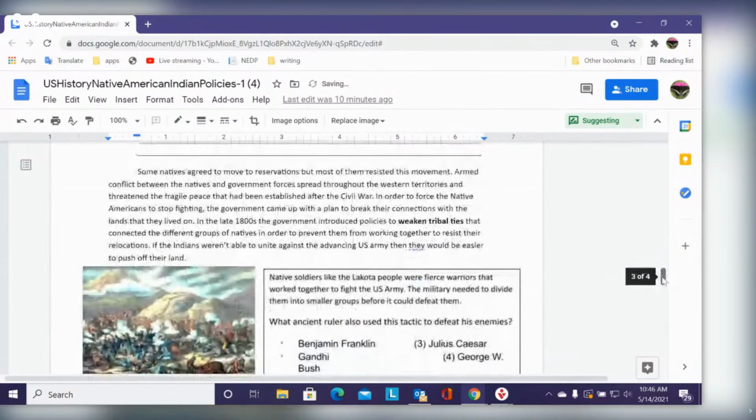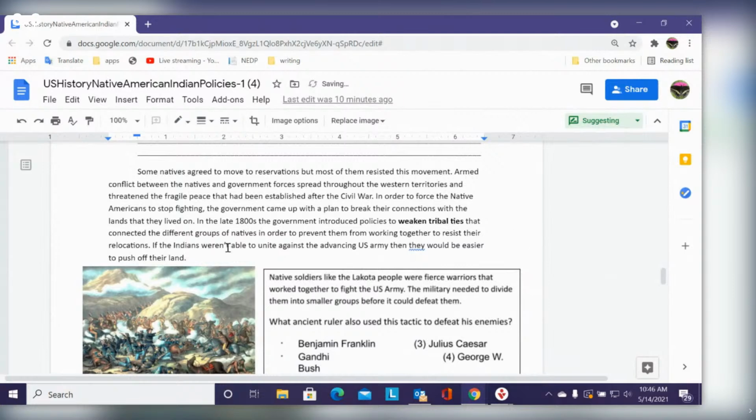Some natives agreed to move to reservations, but most resisted the movement. And the conflict between the natives and the government's forces spread throughout the Western territories and threatened the fragile peace that had been established after the Civil War. In order to force the Native Americans to stop fighting, the government came up with a plan to break their connections with the lands they lived on. In the late 1800s, the government introduced policies to weaken tribal ties that connected the different groups in order to prevent them from working together.